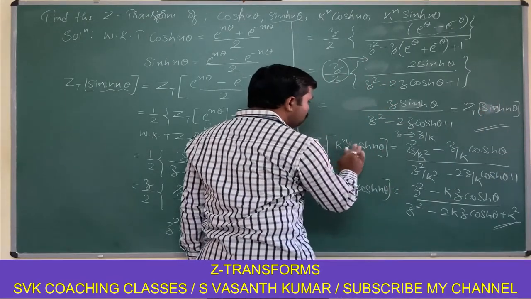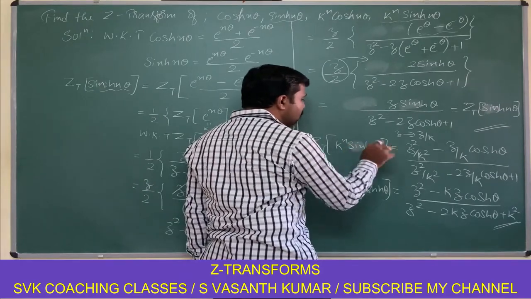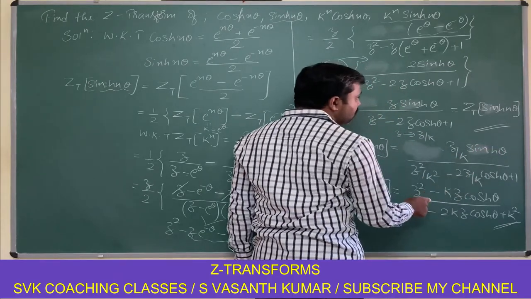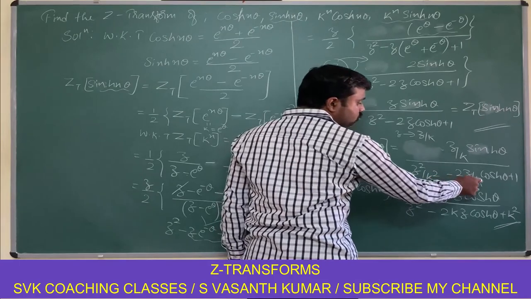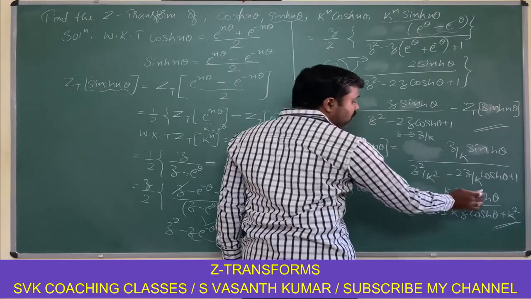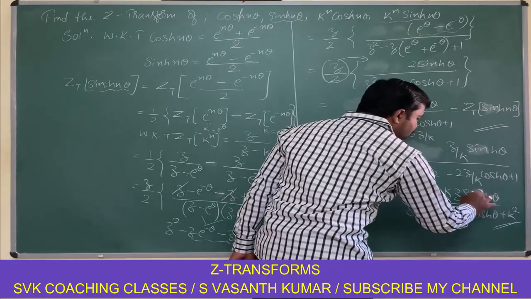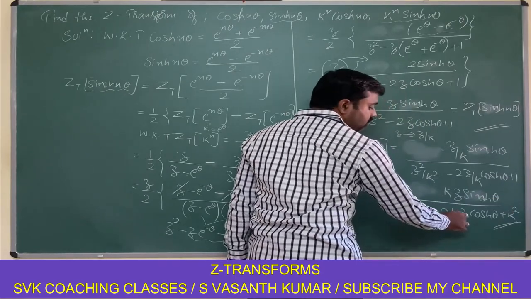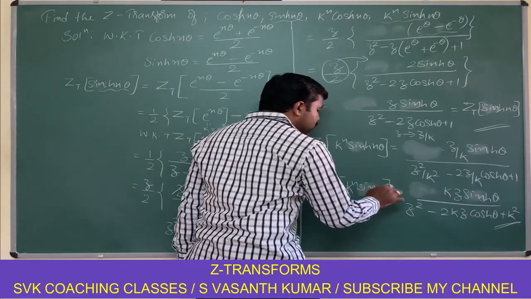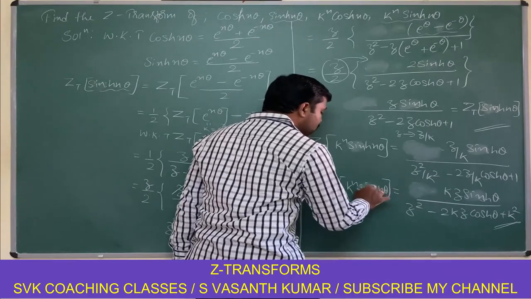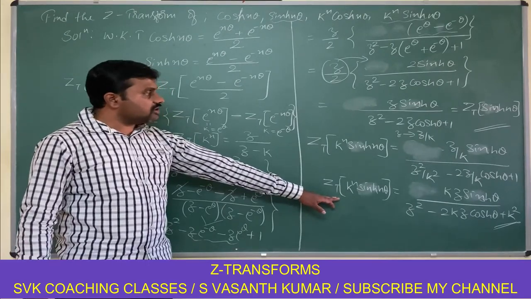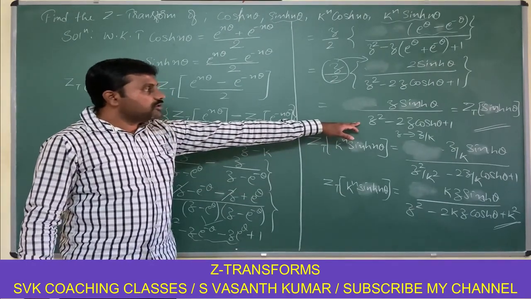So therefore now I want to find out k power n sin h n theta. Replace z by k. You are going to get k z by k sin h theta divided by z square by k square minus 2 z by k cos h theta plus 1. So finally taking LCM you are left with kz sin h theta divided by z square minus 2kz cos h theta plus k square, that is nothing but Z transform of k power n sin h n theta. This is the transformation for k power n sin h n theta, and this is the Z transform of sin h n theta.